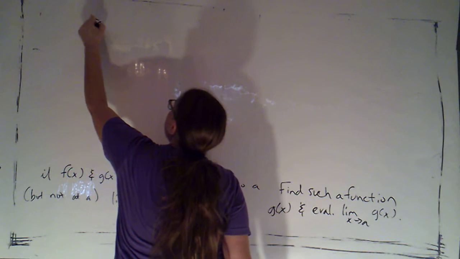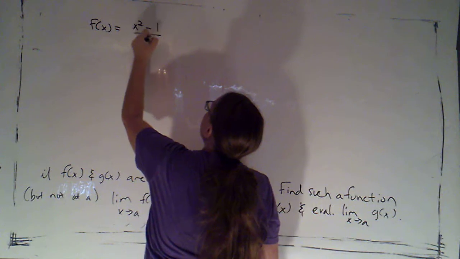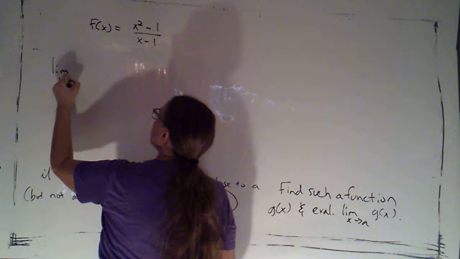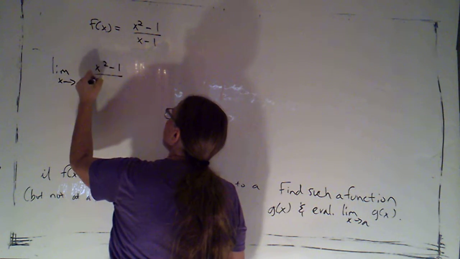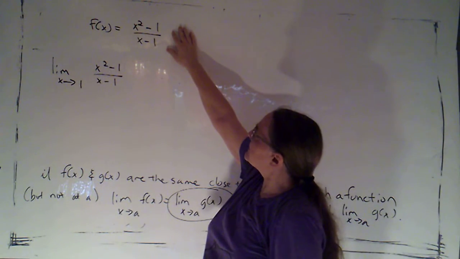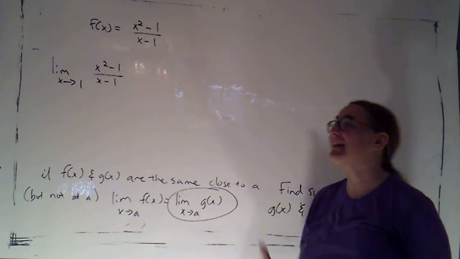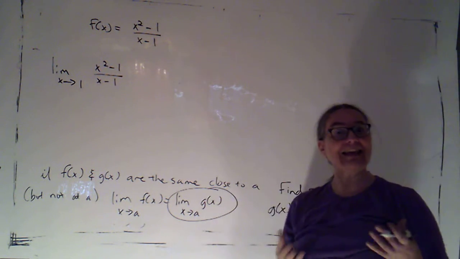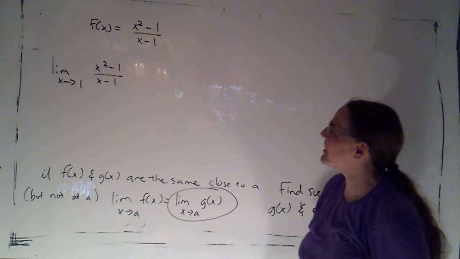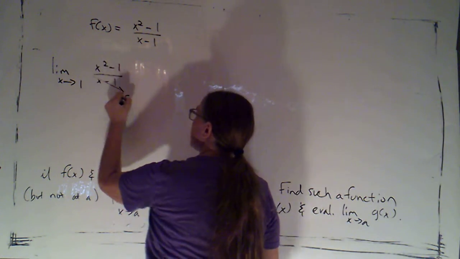So let's let f of x be x squared minus 1 over x minus 1. And let's try to take the limit as x approaches 1 of x squared minus 1 over x minus 1. You might recognize this limit. We actually got this in the very first section when we were calculating. This was the formula for the slope of a secant line through a point 1, 1 and a point x, x squared. Okay. Now here I cannot plug in 1 because 1 would make the bottom go to 0.